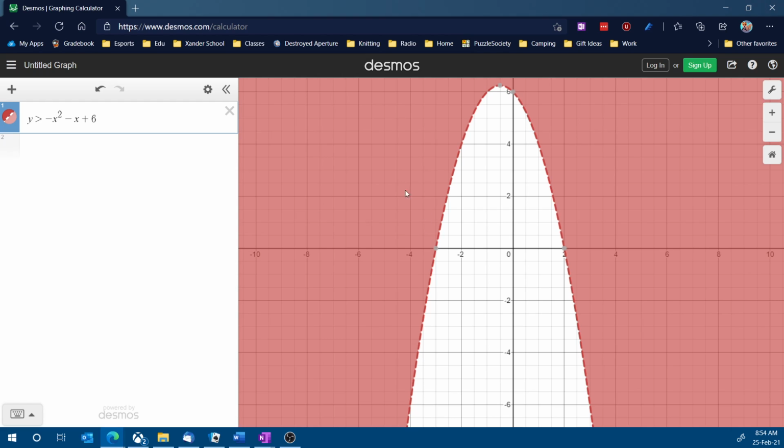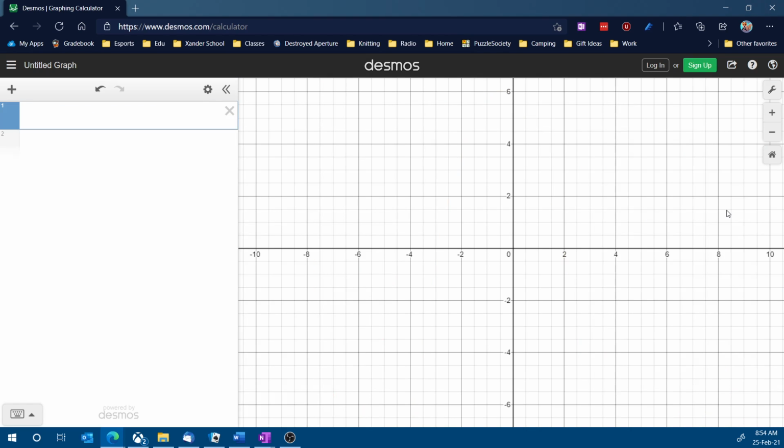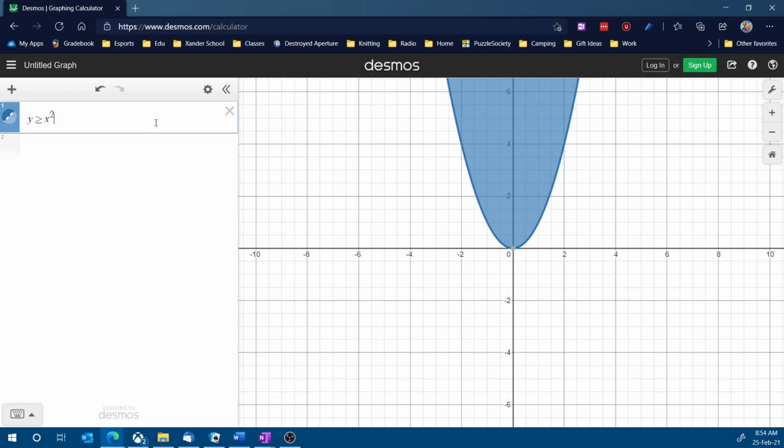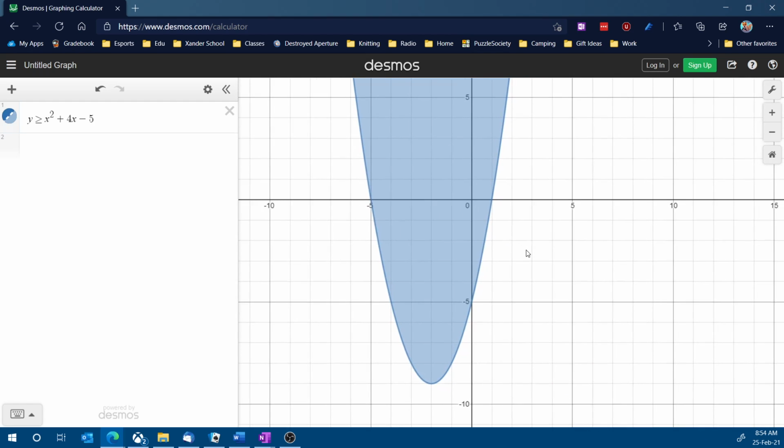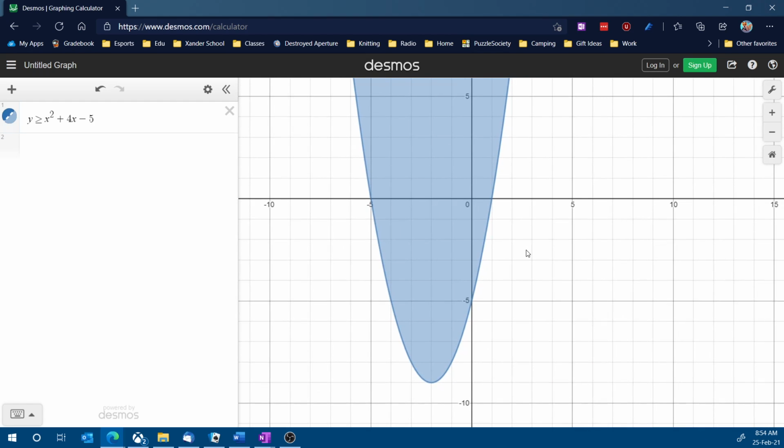So if you choose to do it by hand, I recommend checking it just for good measure. Let's make sure I didn't muck the other one up. Y is less than or equal. Oops. Thank you. x squared plus 4x minus 5. So yep, that one worked out pretty well too. Okay, so let me go ahead and close all this.